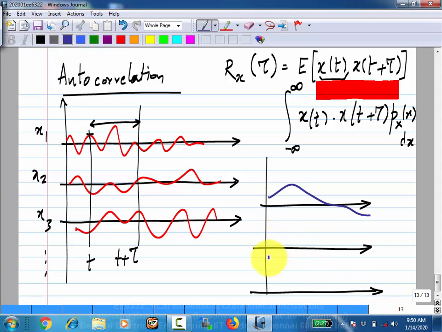Or maybe I'll take some instant of time, or the separation between instants that are close to each other. Okay.